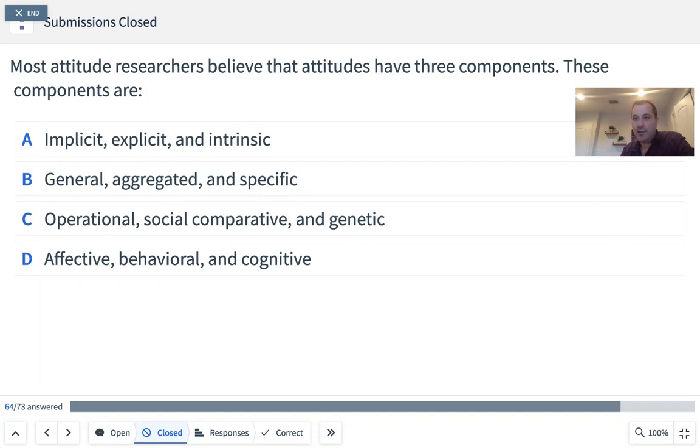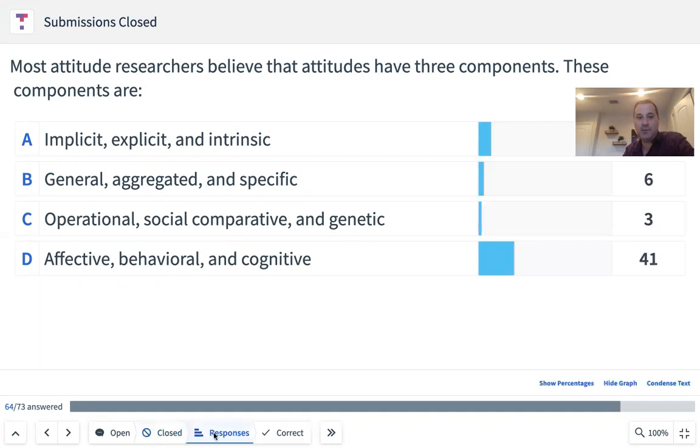Okay, so we talked about the ABCs of the self, and we talked about the ABCs of attitudes as well. And the ABCs, of course, refer to the affective, behavioral, and cognitive components of attitudes. So that is D.